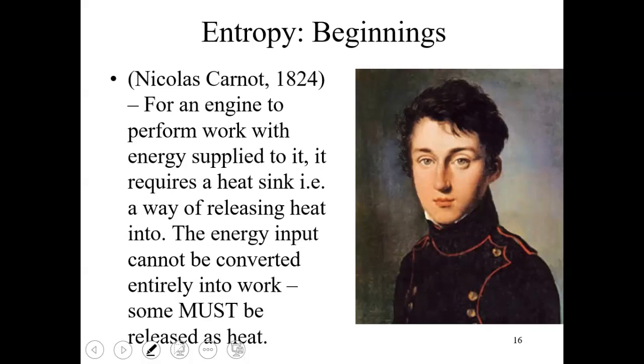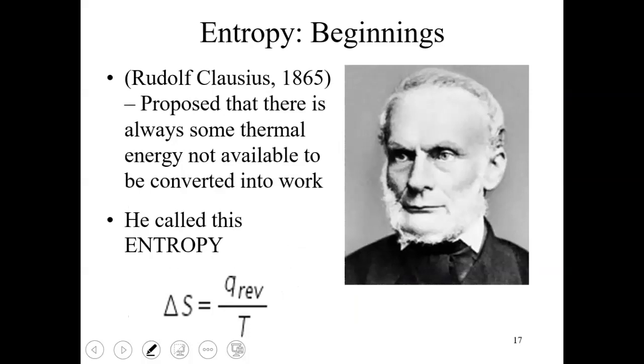So later on, Rudolf Clausius proposed that what happens is that in any process, no matter how much thermal energy is released or is there, not all of it is available to be converted into work. There's always some kind of residual energy that cannot be used to do work. And he called this entropy. And there's the equation in the bottom. We're going to come back to that equation later on. We're going to actually derive something similar to that equation that's in the bottom there.